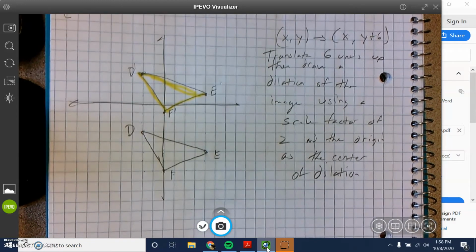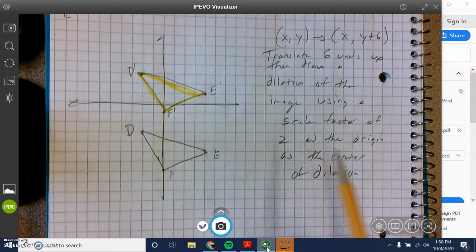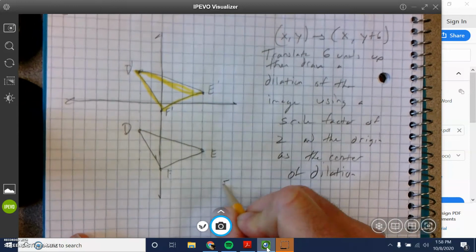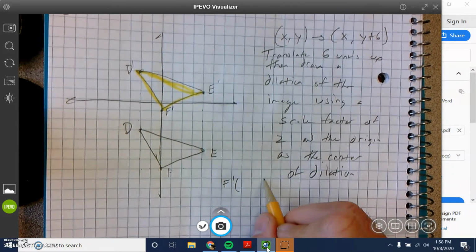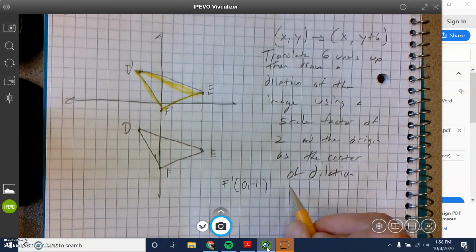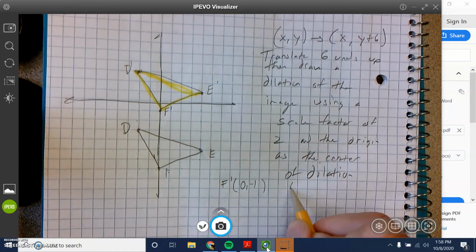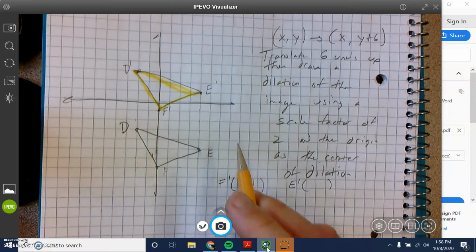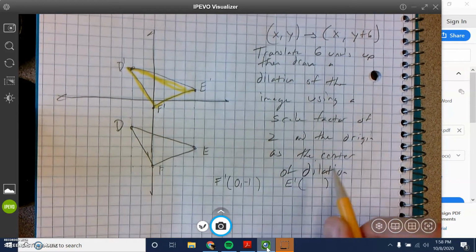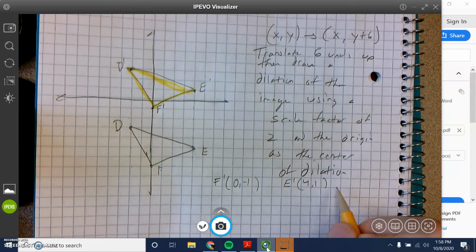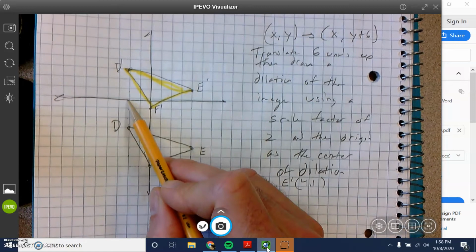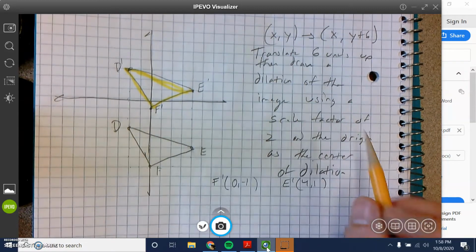After that, we need a scale factor of 2. Okay, so I need to know what these points are. So F prime is 0, -1. And then we have E prime, which is 1, 2, 3, 4, 1. Write it down. And then D, -1, -2, 1, 2, 3. So -2, 3.